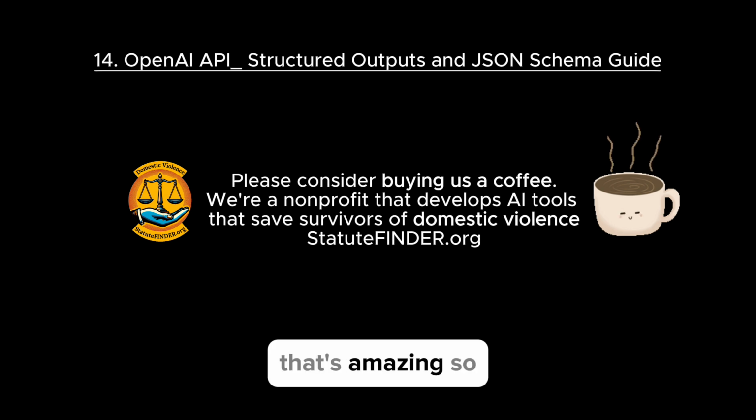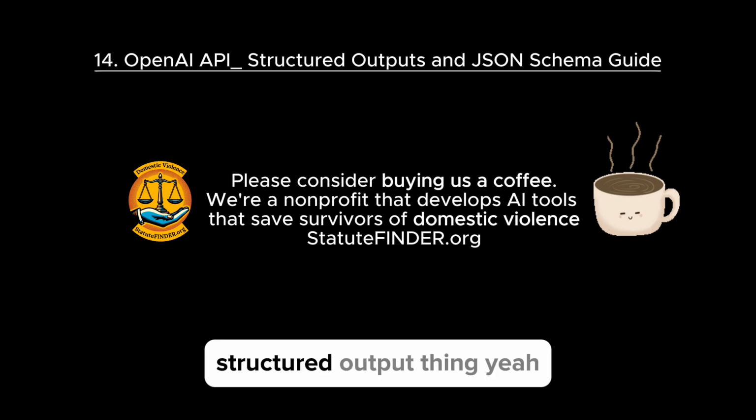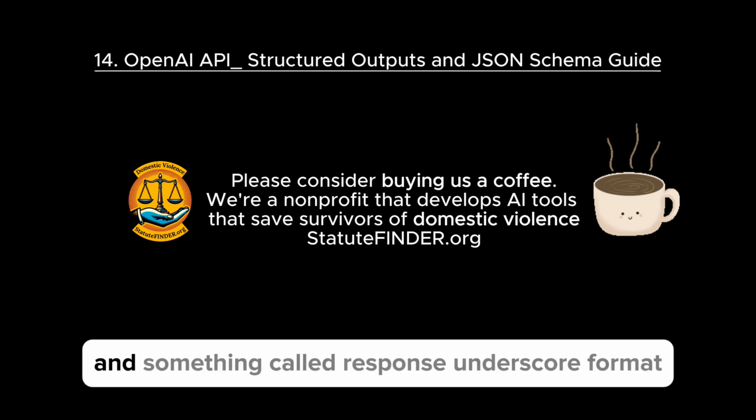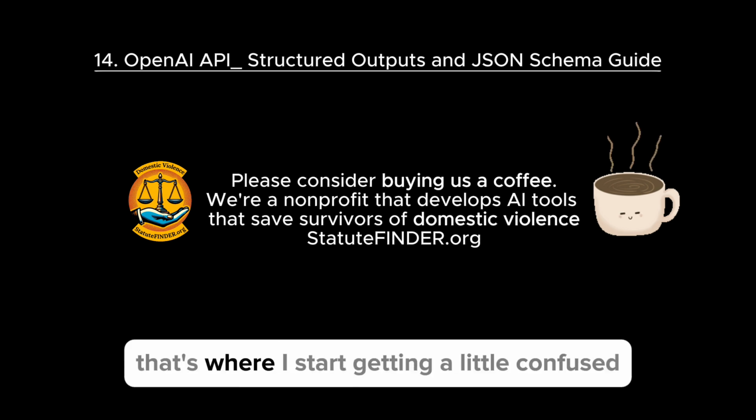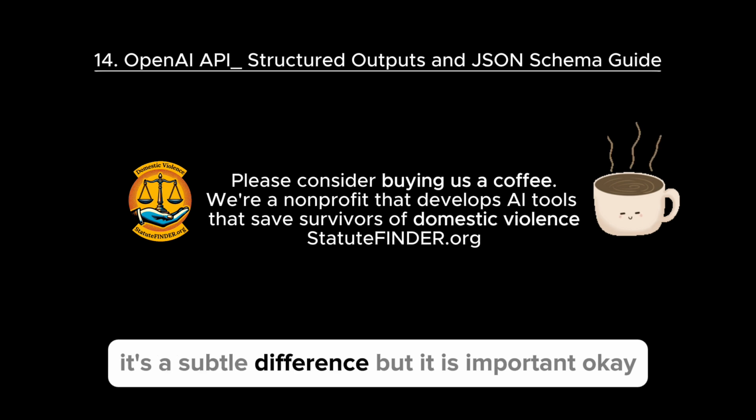That's amazing. So the documentation mentions two ways to use this structured outputs thing. Function calling and something called response_format. And to be honest, that's where I start getting a little confused. What's the difference between those two? It's a subtle difference, but it is important.